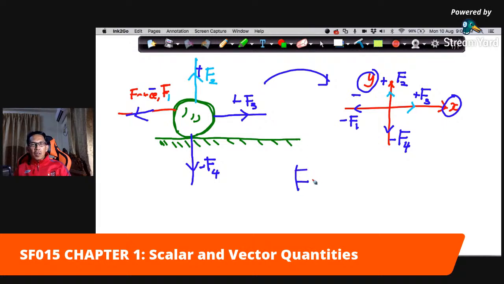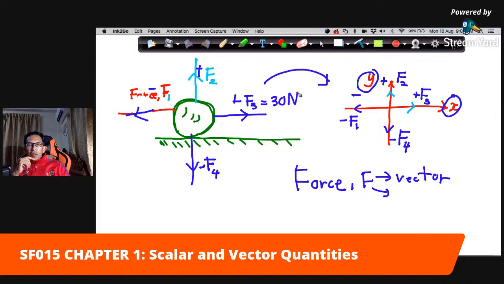Okay, sebelum tu juga, force, F. Force is a vector or scalar quantity? Kelas, boleh respon dekat komen? Force, F, vector or scalar quantity? Vector, yes. Okay, force is a vector quantity because force must have, let's say, F3 is equal to 30 Newton. First, you must have the magnitude of the force, 30 Newton. And the second, you must have a direction, to the right. That's why force is a vector quantity.